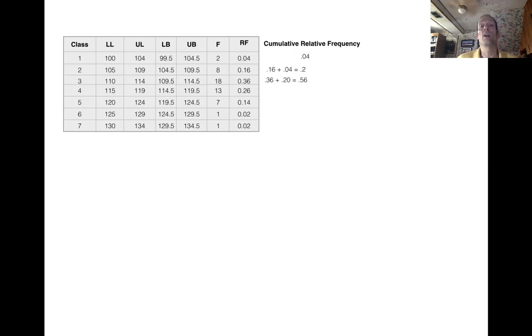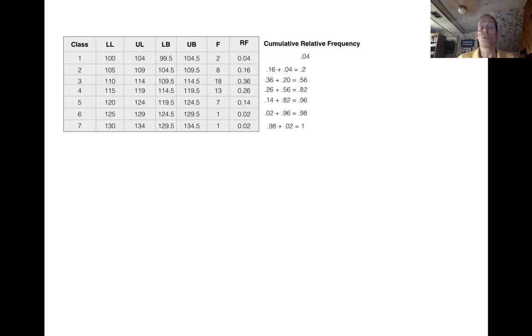For class 3, I'm going to take 36% and add that to the preceding percentage I just calculated, 20%. So it's telling me more than half of my data is less than 114 degrees. More than half the temperatures are below 114 degrees. I'm going to keep on doing this all the way down. And if I did a really good job, I'm going to end up getting to about 100%.